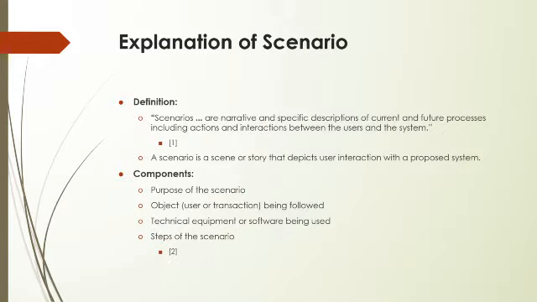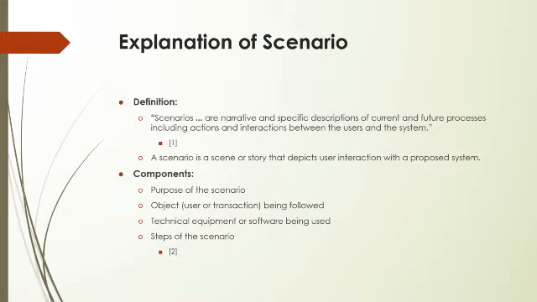William Y. Arms, a student from Cornell University, defined the following components that make up a scenario. First, the purpose of the scenario, or situation that the scenario is trying to explore. Second, the object being followed, or in other words, the person or thing that the system is designed for. Third, the technical equipment or software being used or being needed. And fourth, steps of the scenario, or the specific individual pieces of the user experience that will be laid out.